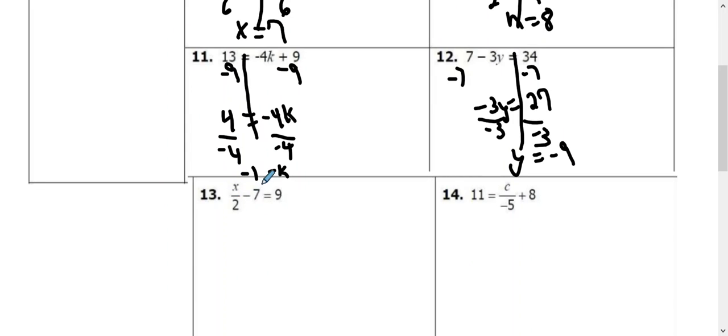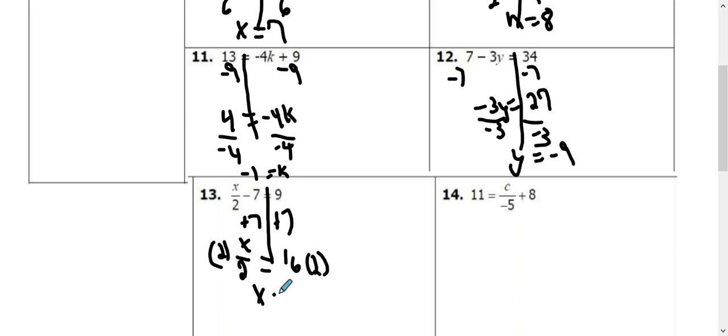Okay, next one. Draw your little wall. It's a minus 7, so you're going to add 7 to both sides. That is 16 equals x over 2. So now I'm going to multiply both sides by 2. And so x equals 32.